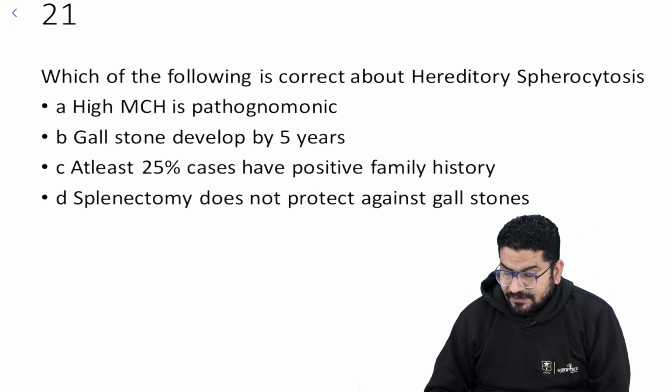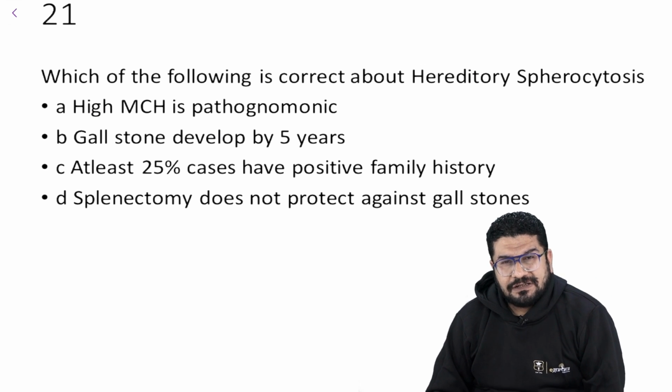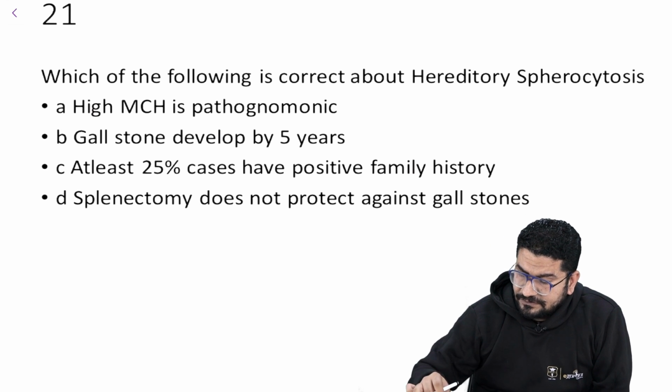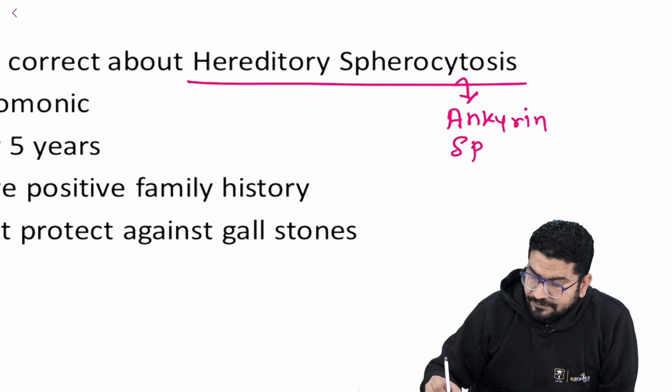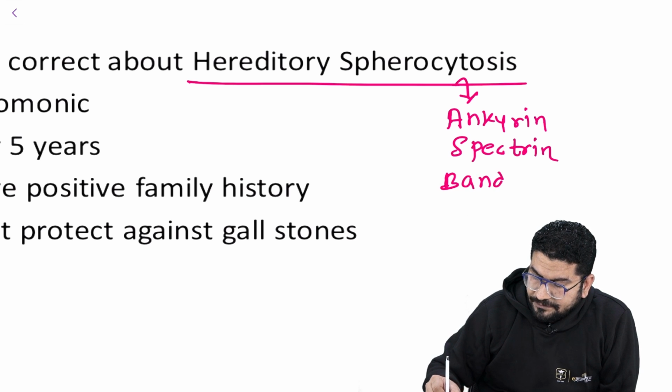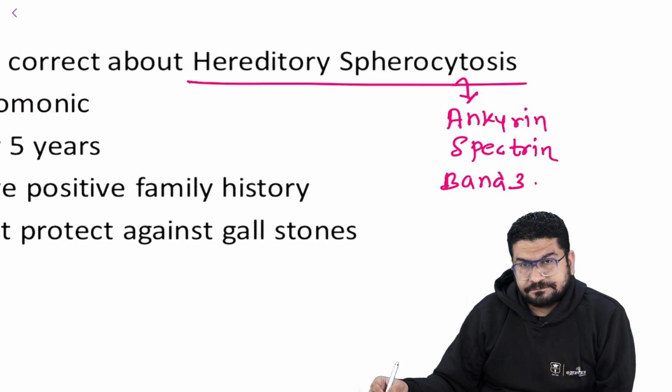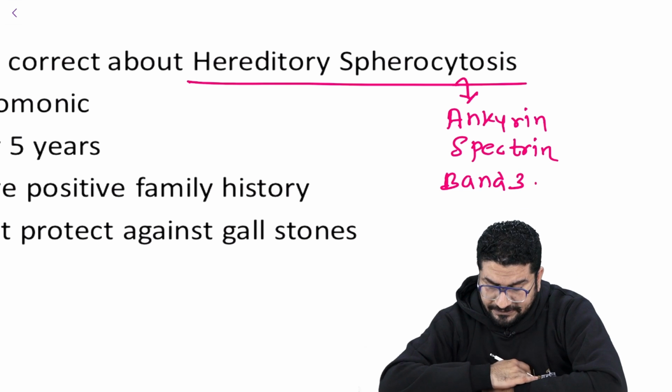Again, a decent question, a little bit tricky. Let us see this. The following is correct about hereditary spherocytosis. Hereditary spherocytosis is an RBC cytoskeletal defect, mainly due to a defect in the protein ankyrin. It can also be due to a defect in spectrin, or in band 3 protein. There is one more protein called glycophorin; however, glycophorin will not participate in any defect.